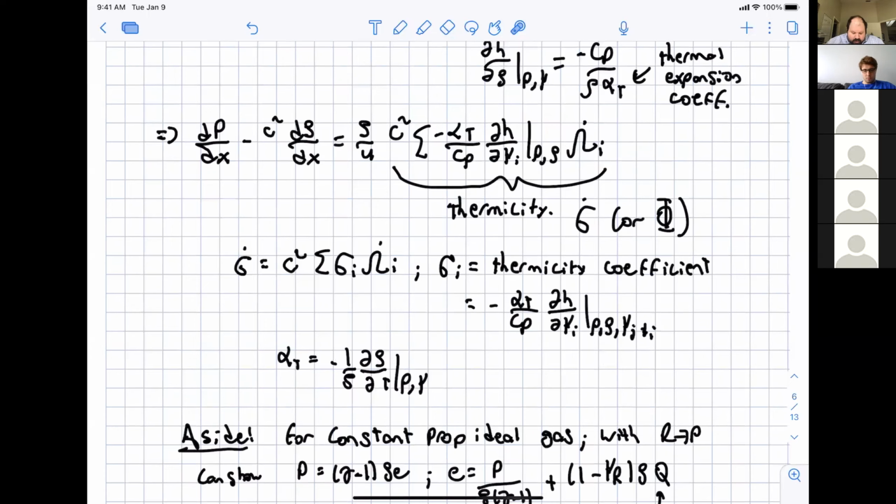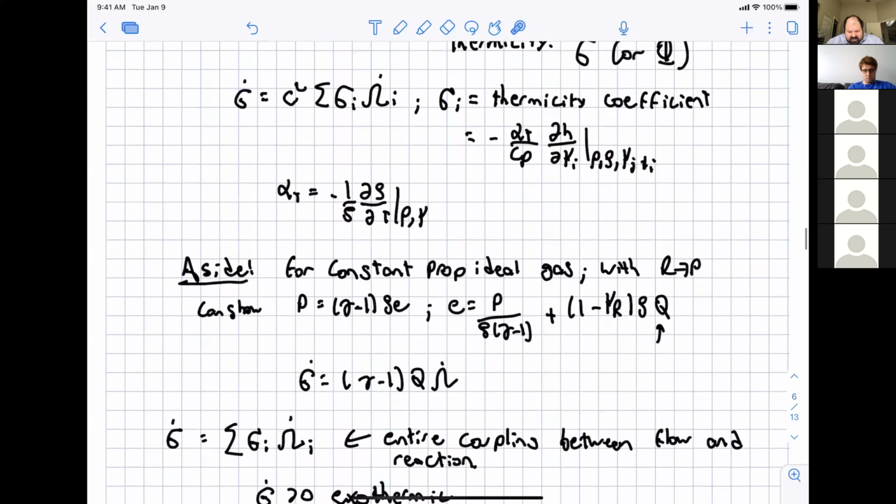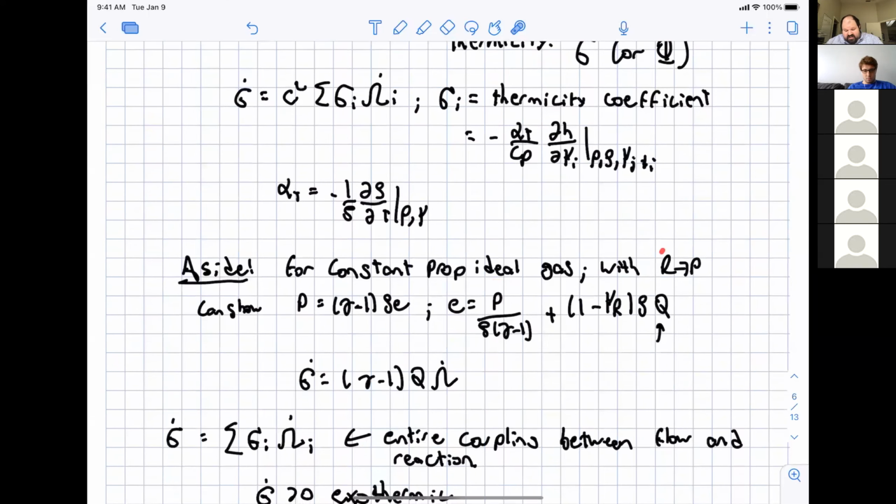Okay, and so I'll have a little homework problem on this, but for a constant property ideal gas with a single chemical reaction of just the reactants going to the products, you can show that the pressure will be equal to gamma minus 1 times rho E, and the internal energy will be equal to P over rho divided by gamma minus 1 plus the product mass fraction, or 1 minus the species mass fraction, times the heat of reaction on a mass basis.